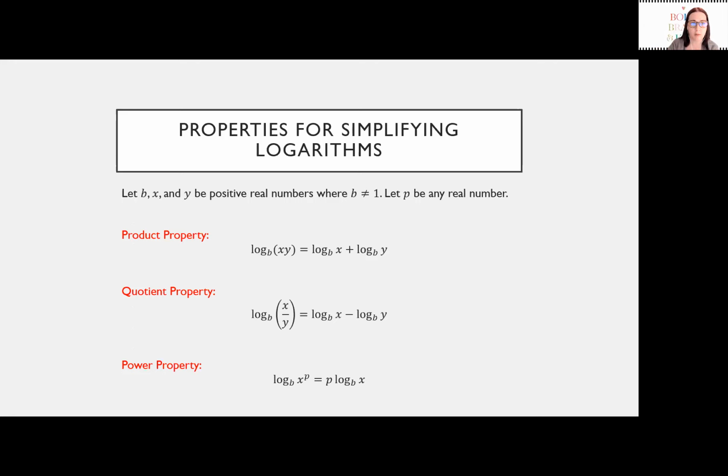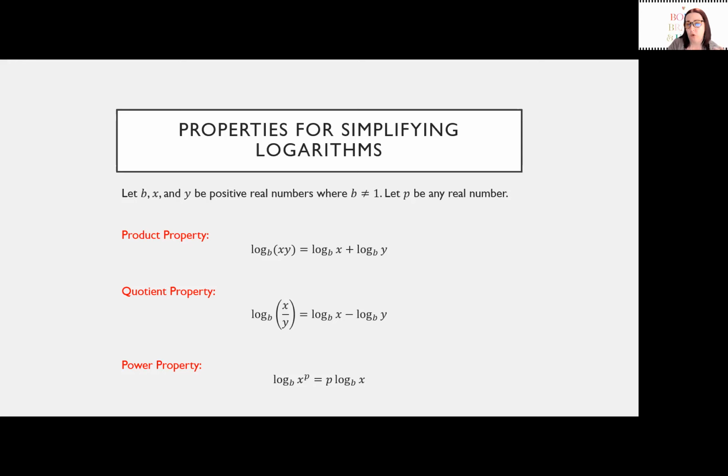So we've got 3 properties here that we're adding. The base b has to be positive. Whatever you're taking the logarithm of has to be positive. So you can't take logs of negative numbers. And if you have an exponent on something, that actually can be positive or negative. That doesn't have to be a positive number, but pretty much everything else has to be positive.